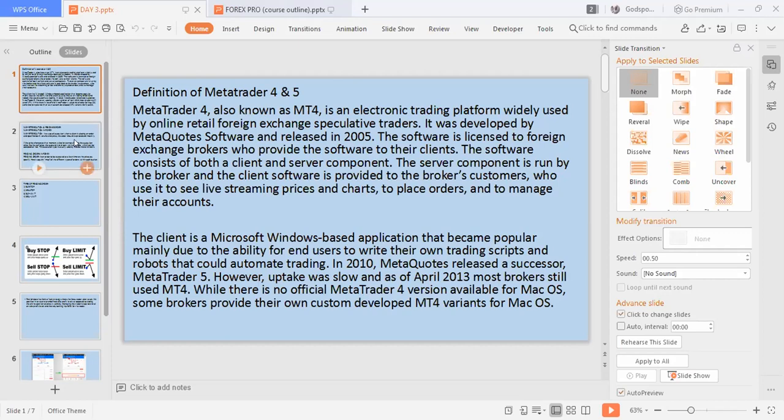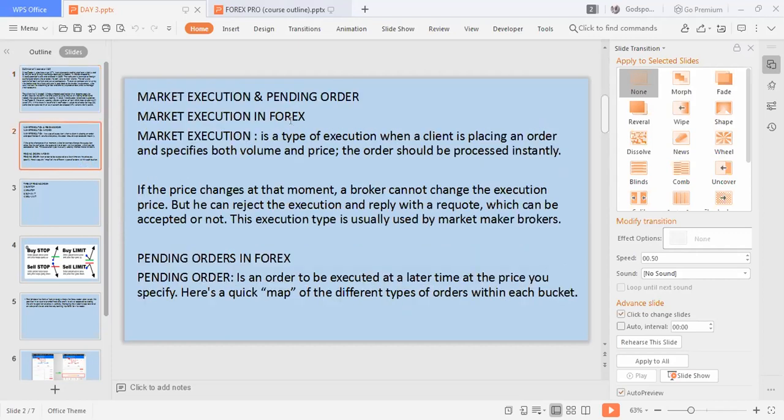Let's proceed. Markets. Now, there are 2 activities that are majorly done on MetaTrader 4 and 5. There are market execution and pending order. Now, market execution is a type of execution when a client is placing an order and specifies both volume and price. The order should be processed instantly. Are you with me? See, if you don't call this market execution, you can call it instant execution. This is an order that people usually place directly, and that's the practical we will do tonight using Mr. Chimezi's phone. Are you with me?